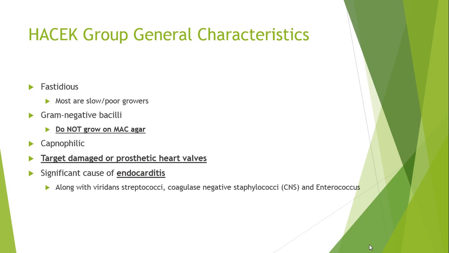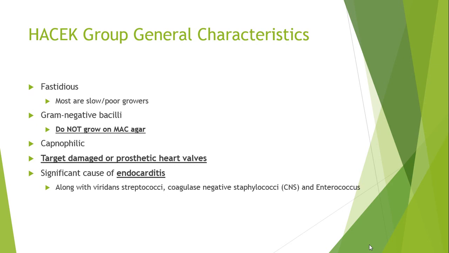Okay, so this is the HACEK group, and we're just going to talk about some characteristics about it. They are fastidious. They're gram-negative bacilli that do not grow on MacConkey. So we know that they're in this group of fastidious gram-negative bacilli because of that characteristic. They're capnophilic, just like Haemophilus. Here they target damaged or prosthetic heart valves. They like plastic. They are a significant cause of endocarditis. So if you have a test question that says, what are HACEK organisms known for? You know it's endocarditis. All right?